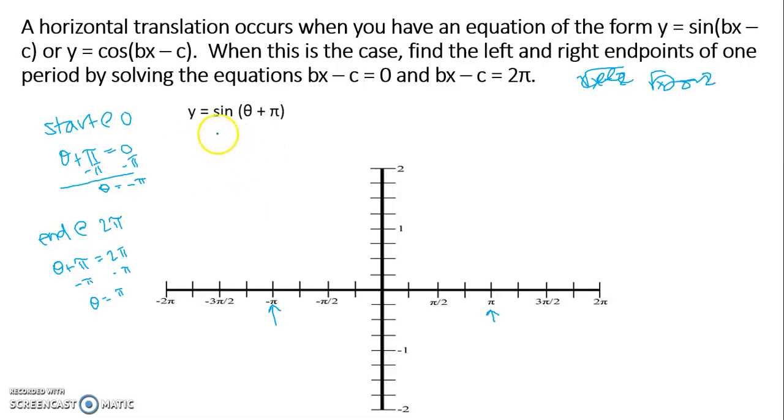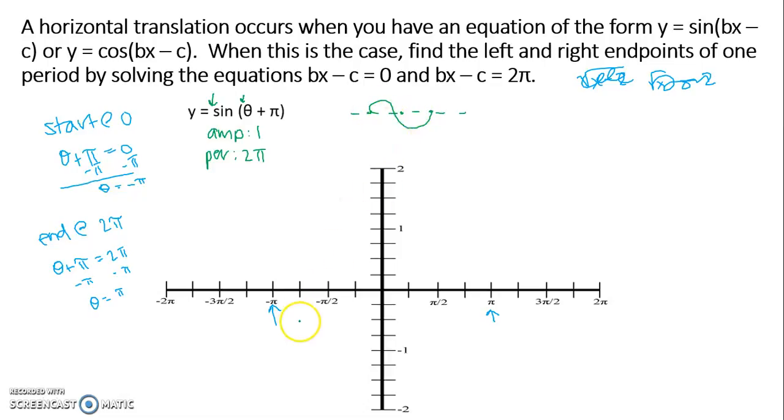I still need to answer the question of my amplitude. So again, that's the number in front right there, which would be 1. My period, I'm still looking inside my sine function. There's nothing being multiplied to my theta. So my period is still just 2 pi. And if you look at this, from negative pi to positive pi, that distance is 1 pi, 2 pi.